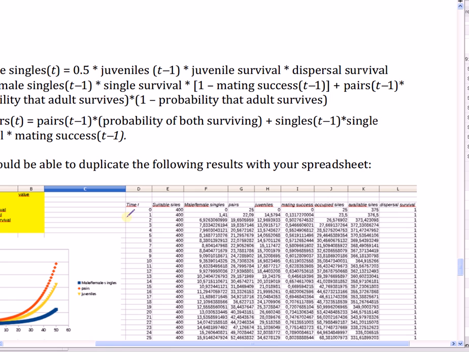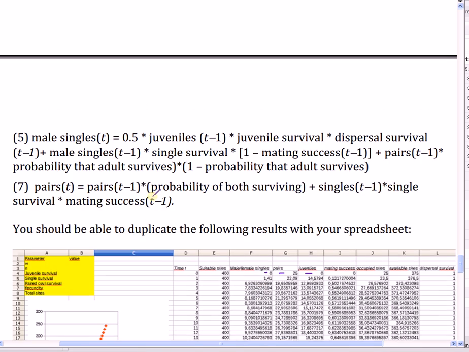Time is measured in years. The suitable sites is always a constant. Then you start out with singles, pairs, and juveniles. These values you can put in as 0, 25, and 0. Then these other values here will be equations depending on these values here. And so I want you to implement these equations up here.